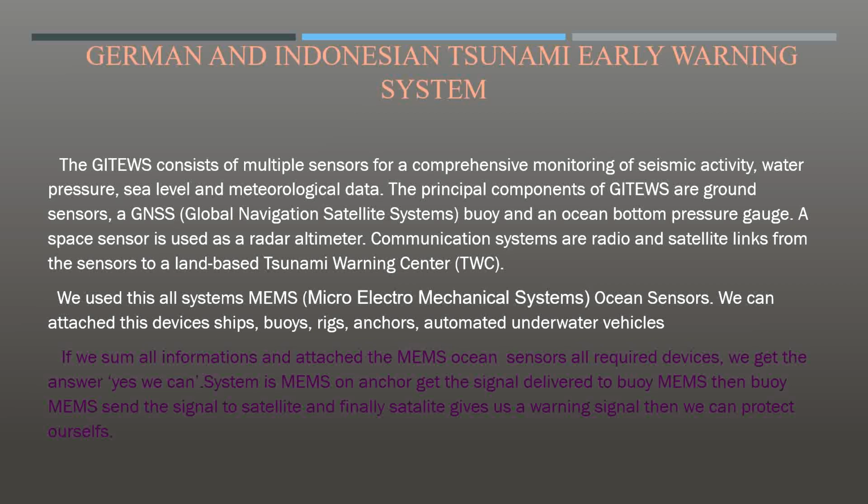We can use all these systems: micro-electromechanical systems, or MEMS, ocean sensors. We can attach these devices to ships, buoys, rigs, anchors, and autonomous underwater vehicles. If we sum all the information and attach the MEMS ocean sensors and all required devices, we get the answer: yes, we can. MEMS on an anchor get the signal delivered to buoy MEMS, then buoy MEMS send the signal to satellites, and finally the satellite gives us a warning signal, and then we can protect ourselves.